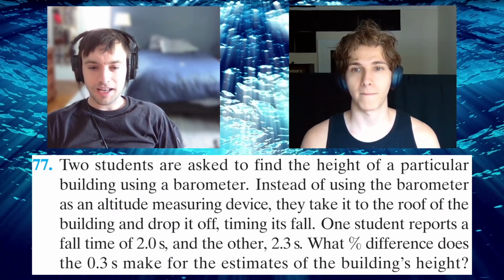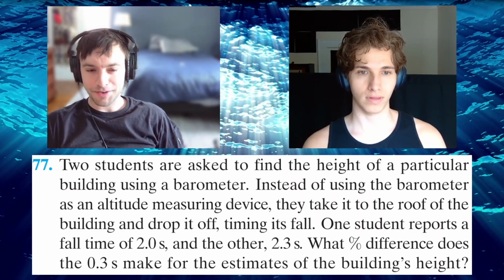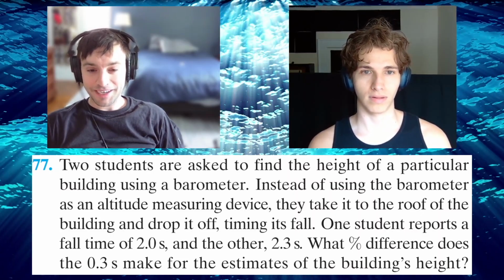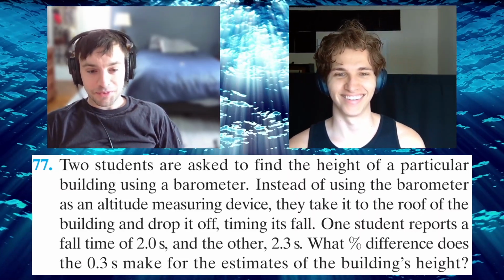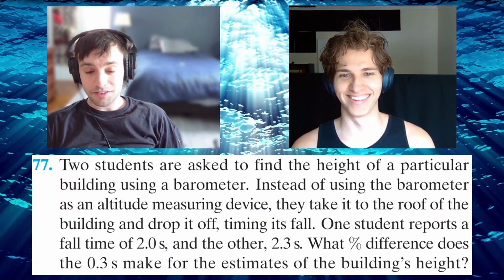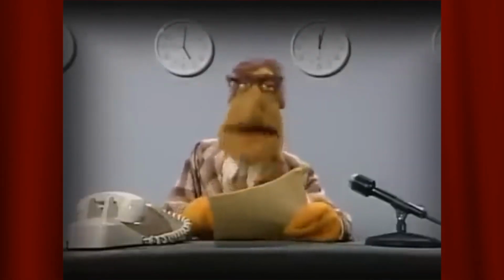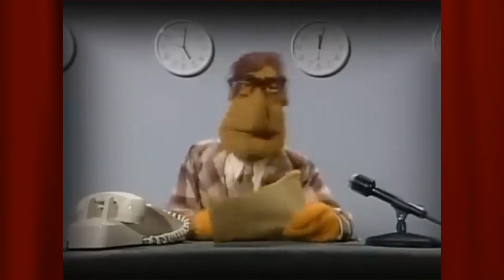Two students are asked to find the height of a particular building using a barometer. Okay, they're confused, but they got the spirit. Instead of using the barometer as an altitude measuring device, they take it to the roof of the building and drop it off, timing its fall. The Weather Service reports that barometers are falling sharply.